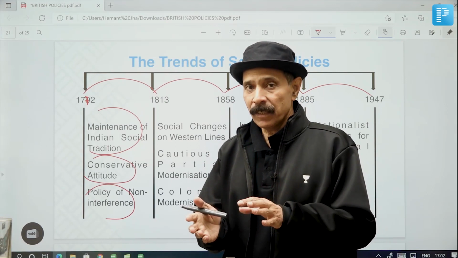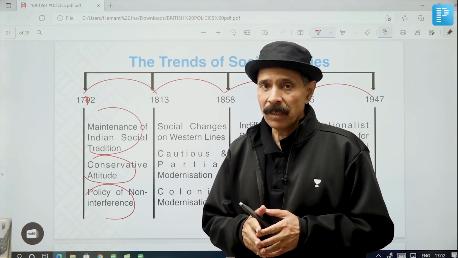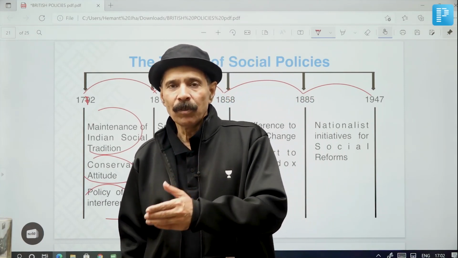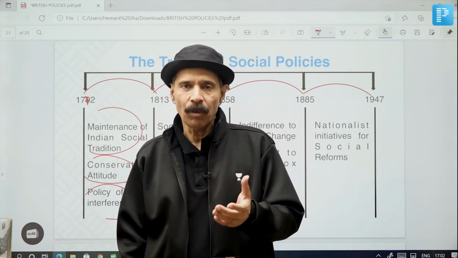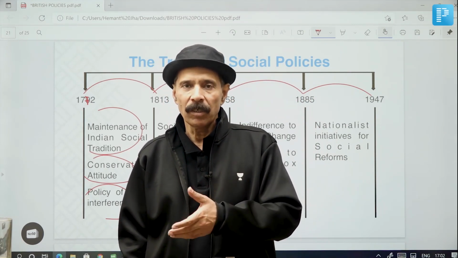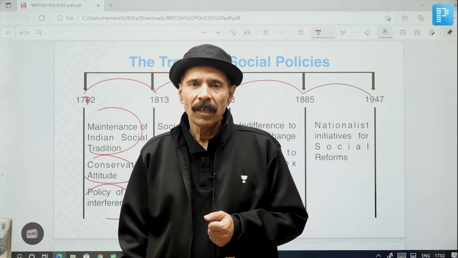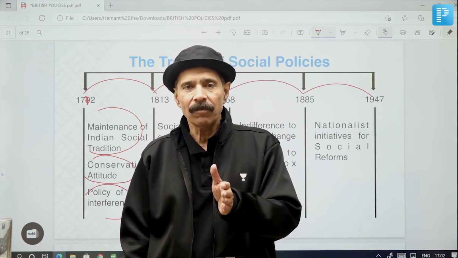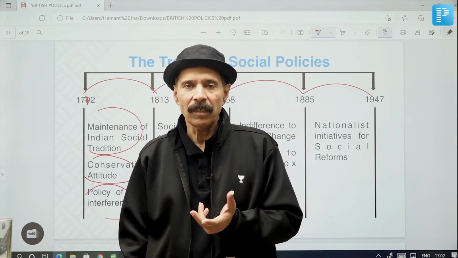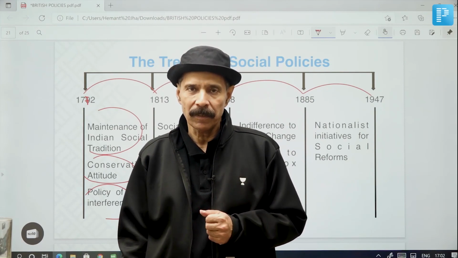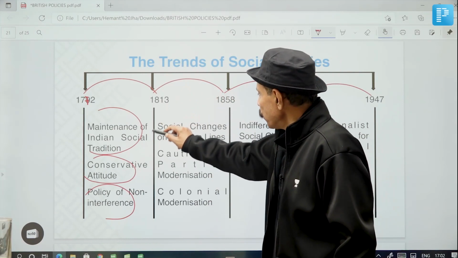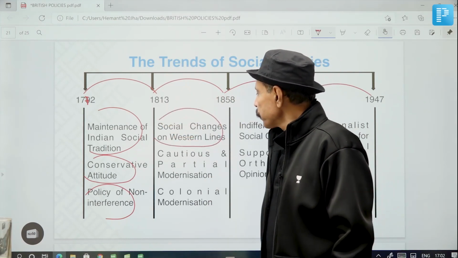But in the next phase, we find so many changes. They began to interfere, but in a limited way. They began to introduce social changes, social reforms on Western lines. They introduced Western education. They allowed Christian missionaries. And in such changes, various ideologies played a role, and two are important. One, evangelicals, and two, utilitarians. So in the second phase, 1813, 1858, find social changes on Western lines.